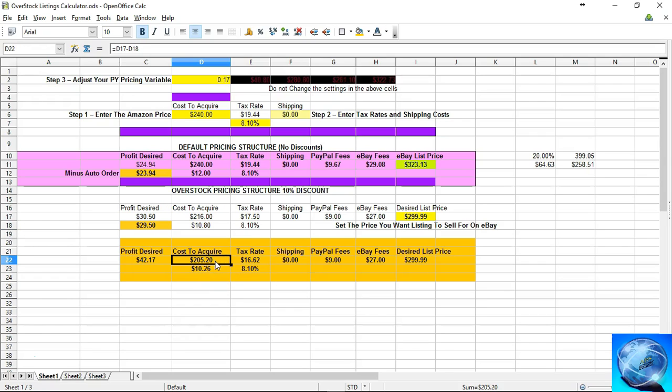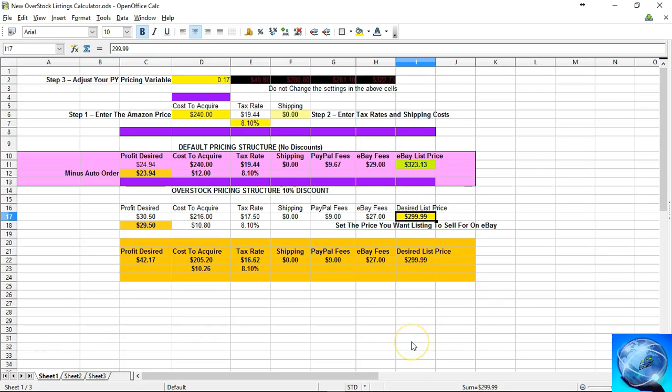And when I do that, it lowers my cost to $205.20, which means I'll make $42.17 and another $10.26 in O dollars that I can use on my very next purchase. So 80 minus 26 is 54 cents. I put up 54 cents to make an additional $12 in profit. See how that works? That's the way it works with O dollars.